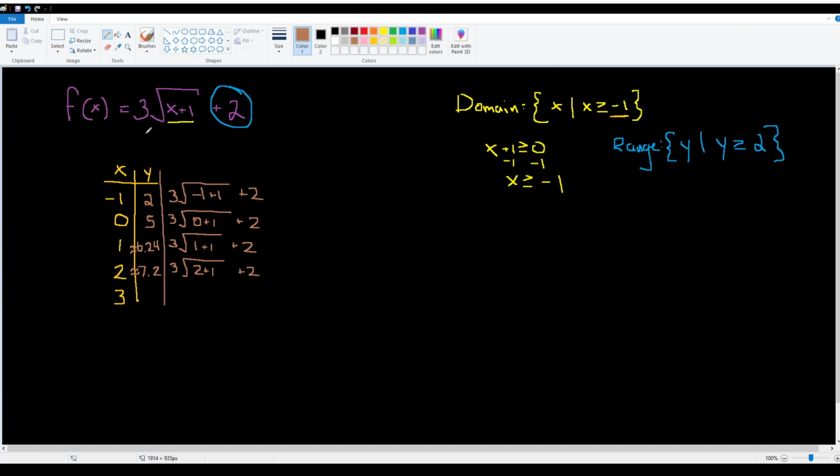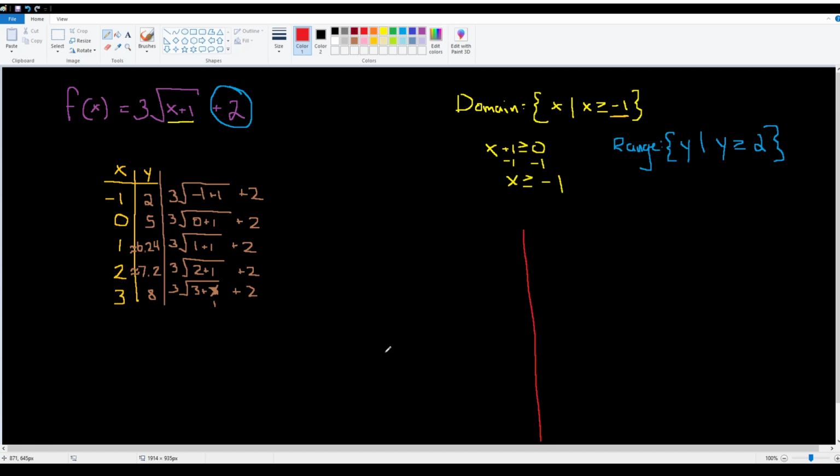All right, then I go to 3, the last one here. 3 times the square root of 3 plus 3, plus 2. Oh, sorry, this should not be a 3. This should be a 1. 3 plus 1 is 4. The square root of 4 is 2. 2 times 3 is 6. Plus 2 is 8. So I now have all of my points. Now I get to go and graph the function.